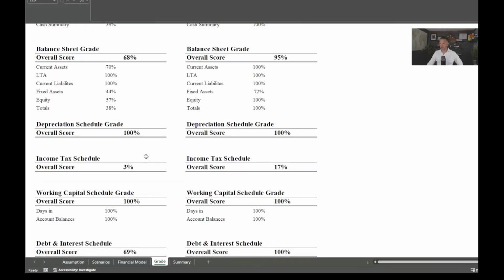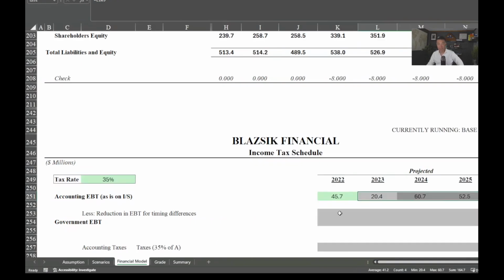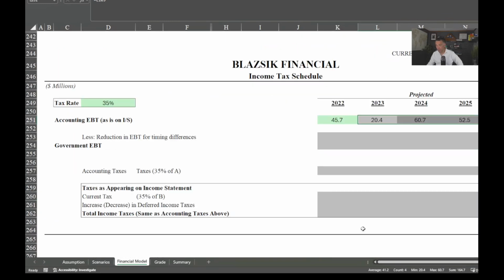We go right back to the grade and look at our income tax schedule. And as you can see, we have 3% of the numbers correct. That's that first number. However, we did it 17% correct. We did it the right way. We did the right equation, even though those numbers may not be correct.